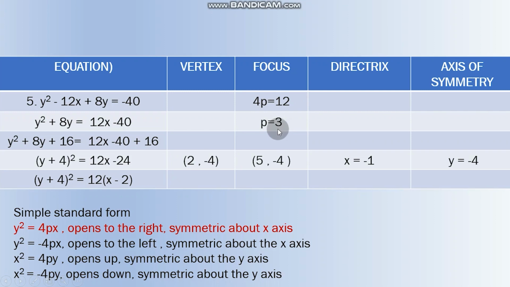Okay? So, anong gagawin natin? Since this opens to the right, the position of our focus is on the right side of the vertex. Therefore, we have to add 2 plus 3 equals 5. So, that's the reason why. And then, minus naman natin 2 minus 3 is negative 1. Kaya, ito yung directrix natin, di ba? Negative 1. And then, what's consistent? Parehong negative 4. Y is equal to negative 4. That's our axis of symmetry.